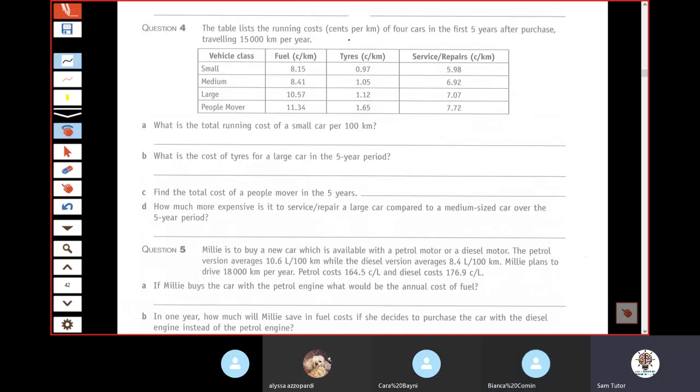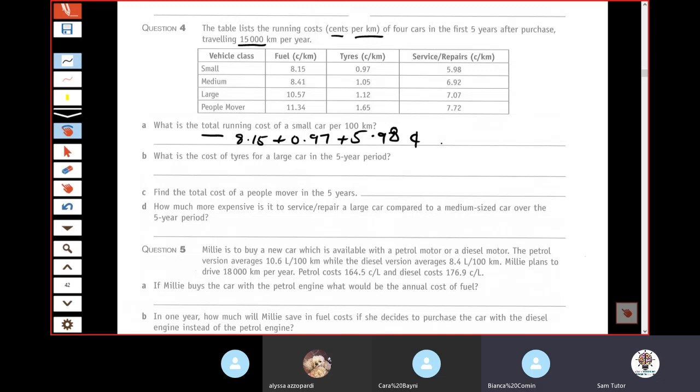The table lists the running costs in cents per kilometre of 4 cars in the first 5 years after purchase, travelling 15,000 kilometres per year. Small car, so I know that it's the top column. There's fuel costs, tyre costs, and service and repairs costs. The total running cost would be 8.15 plus 0.97, plus 5.98.